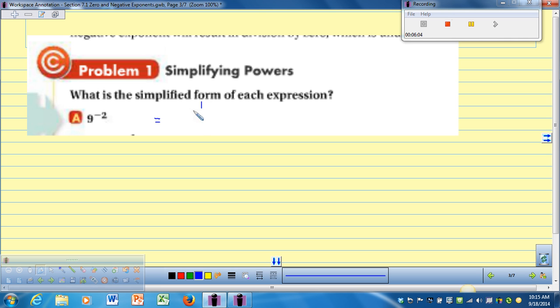1 over 9 to the positive 2, which is 1 over what? What's 9 squared? 81. That is the simplified form of that expression. Okay, next page.